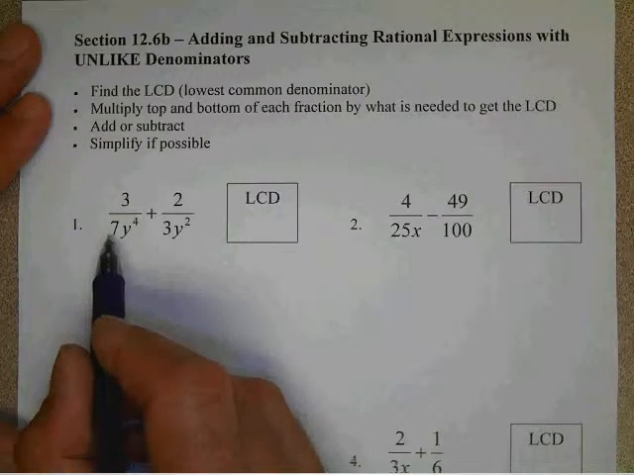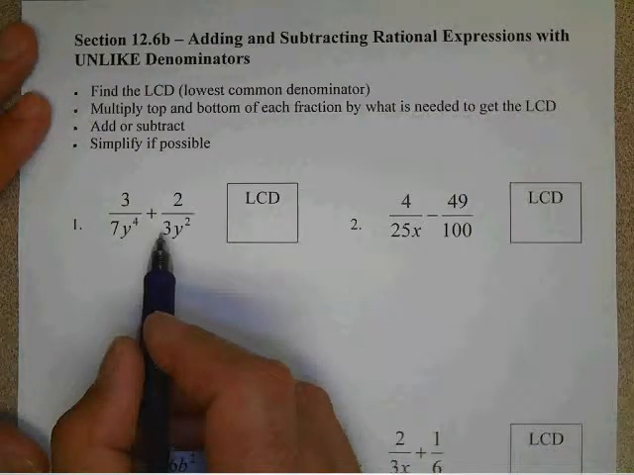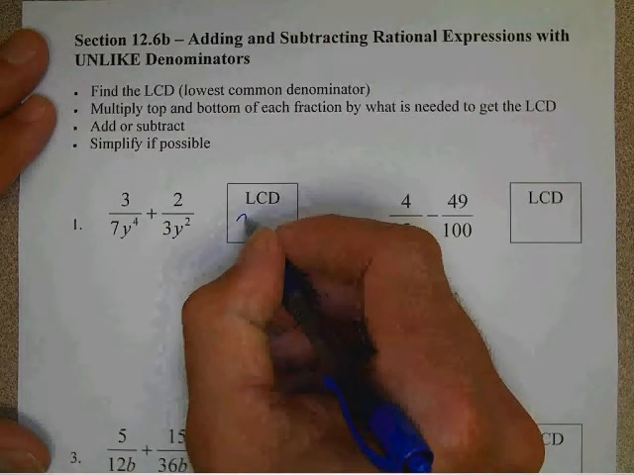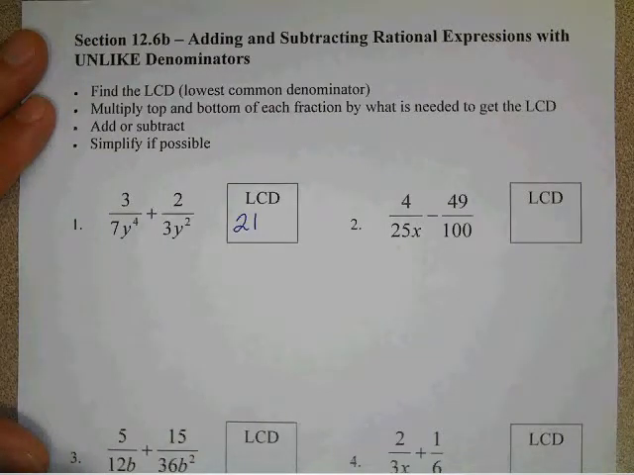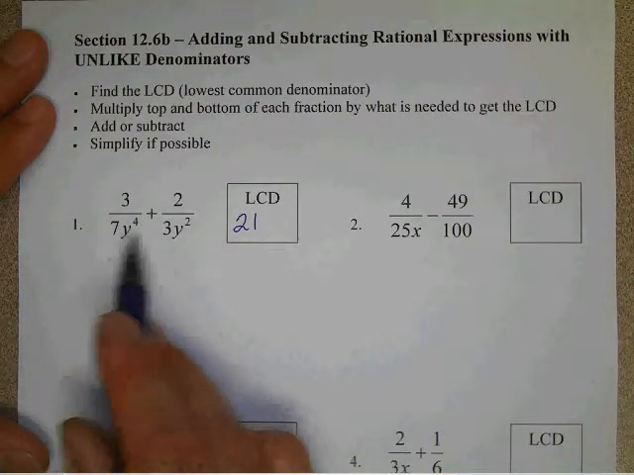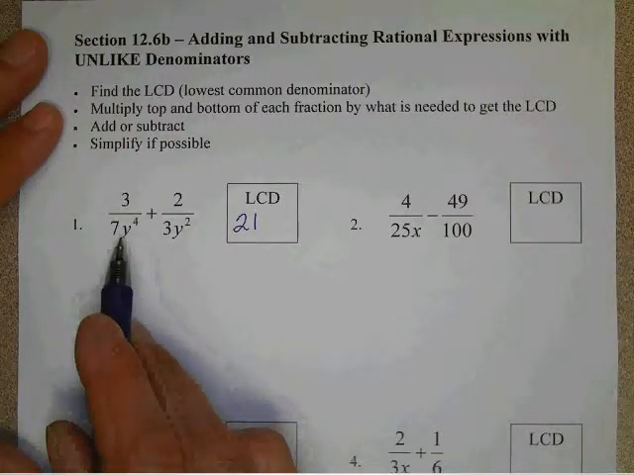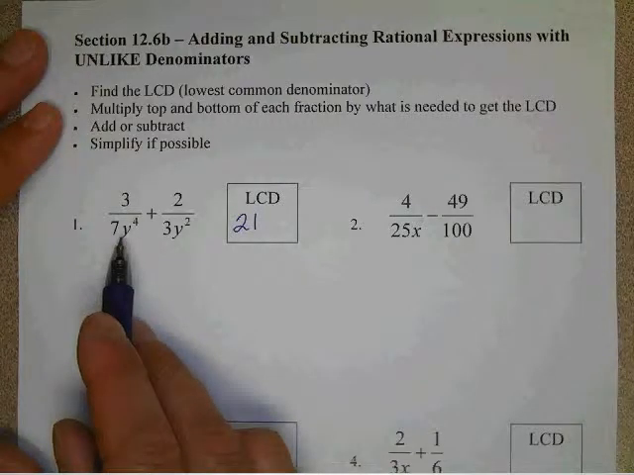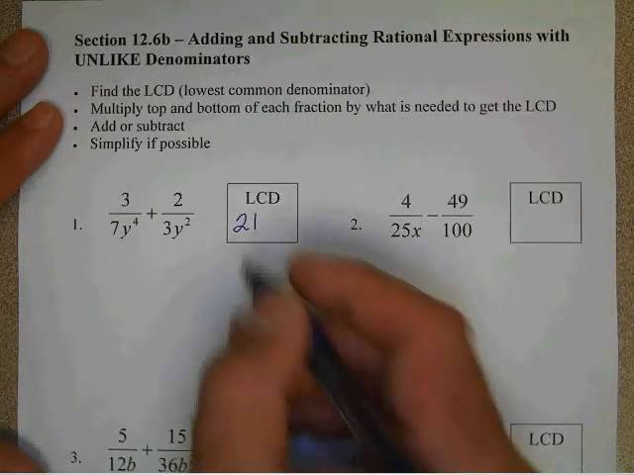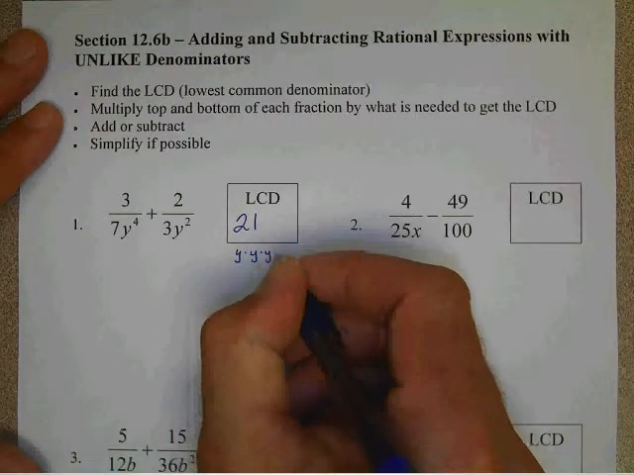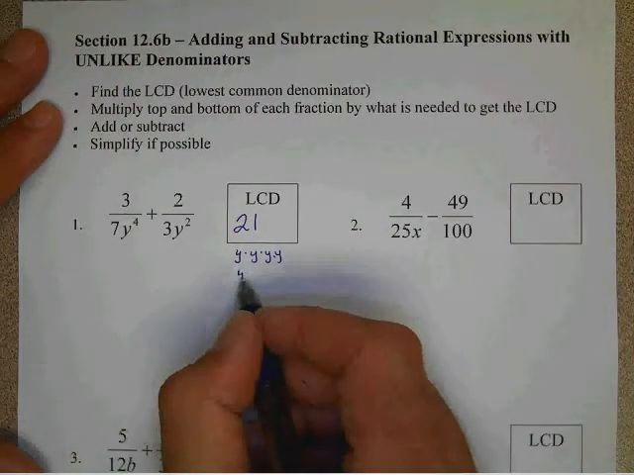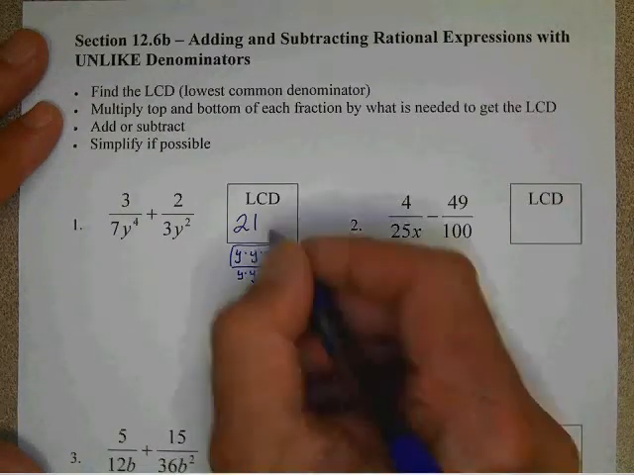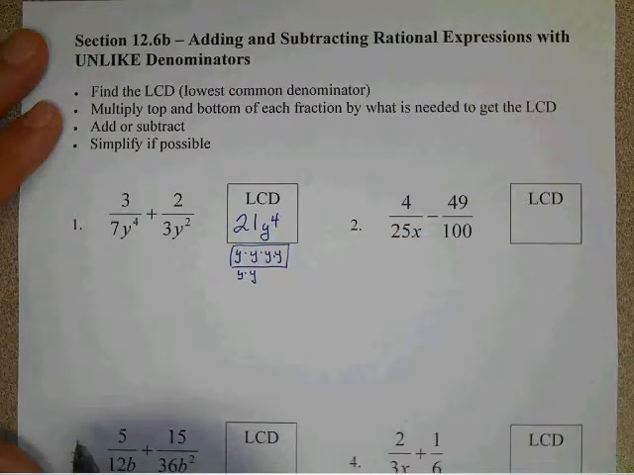So first we're going to look at 7 and 3, our first two denominators. Between 7 and 3, the smallest number that both of them will go into is 21. In many cases, our lowest common denominator is going to be a multiple, or just the multiplying of these two. Now, between the y to the fourth and the y squared, we need to think the first one has y times y times y times y. The second one just has y times y. So we need to have the largest group that is in both. So y to the fourth is our LCD because it has the most number of y's.